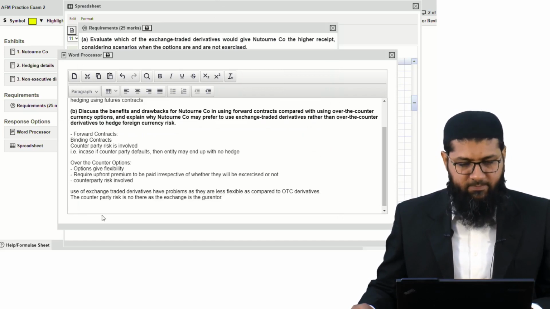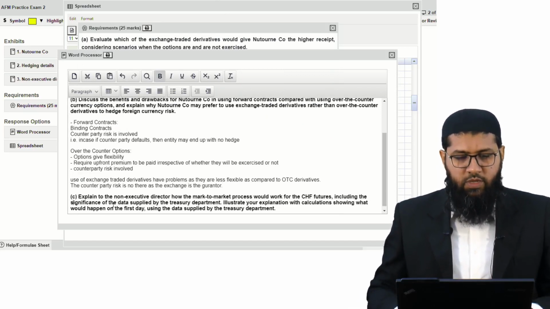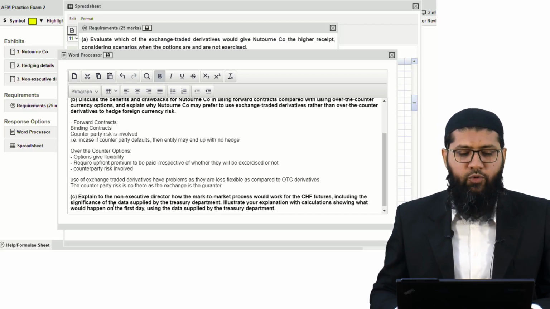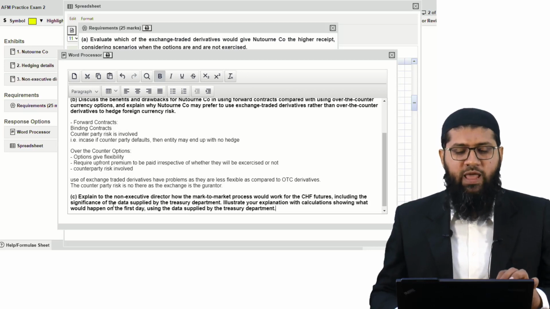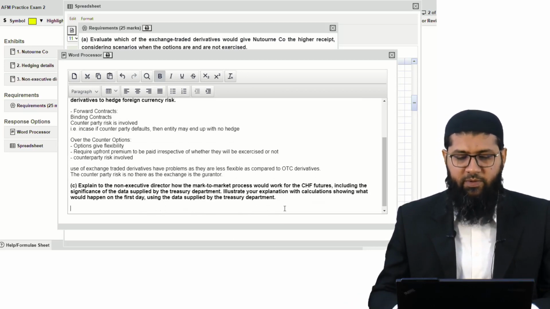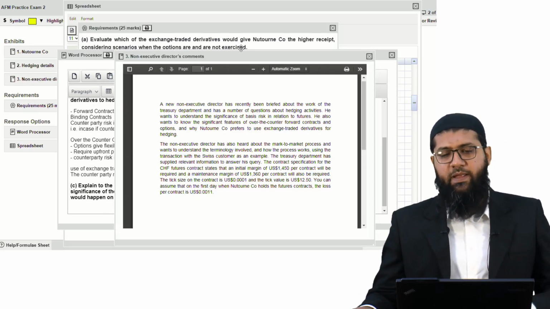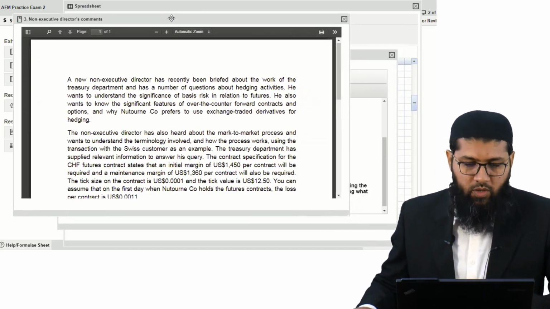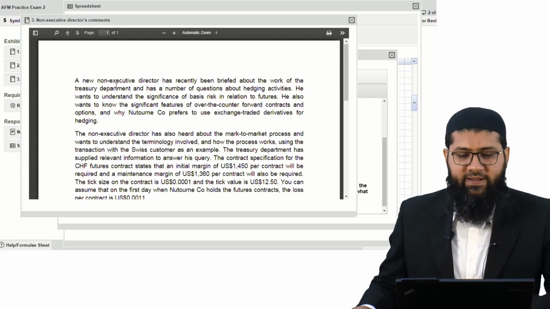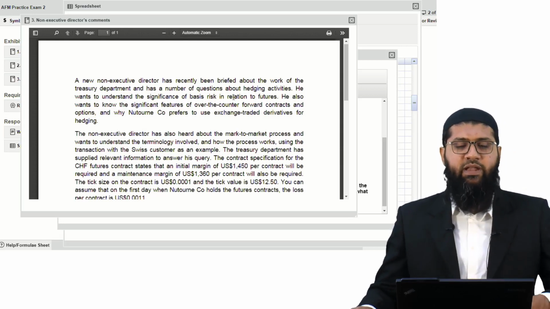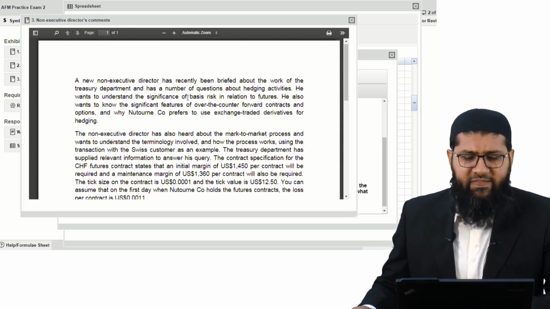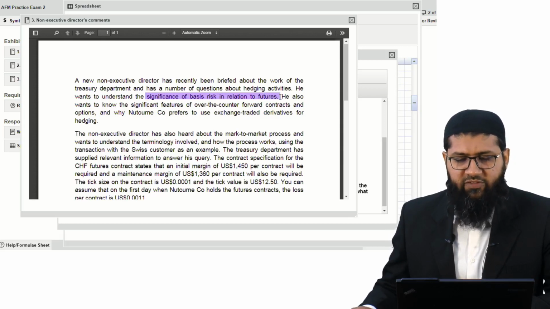There's this last requirement, which is to explain to the non-executive director how the mark-to-market process would work for the CHF futures, including the significance of the data supplied by the Treasury Department. Illustrate your explanation with calculations showing what would happen on the first day using the data supplied by the Treasury Department. Okay. Now let me guide you with respect to this mark-to-market and whatever is mentioned over here by the non-executive director. He says a new non-executive director has recently been briefed about the work of the Treasury Department and has a number of questions about the hedging activities. He wants to understand the significance of the basis risk in relation to futures.